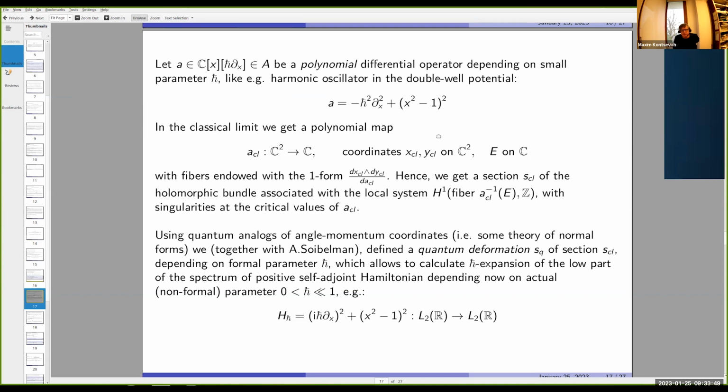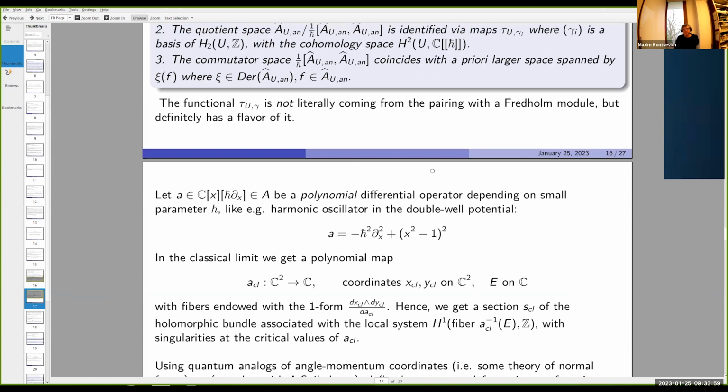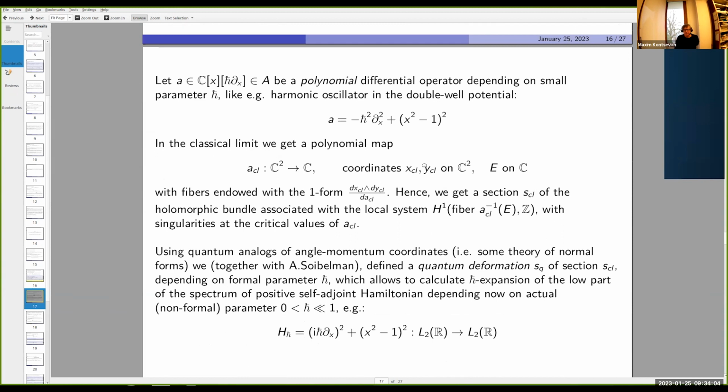So first of all, in the classical limit, we get a polynomial map from C2, where the coordinates are called x classical, y classical. They look the same as x commutative, y commutative, but play different roles. The map from x, y to C is given by y classical squared plus (x classical squared minus 1) squared. The coordinate on C is called E, the energy, the eigenvalues of my Hamiltonian. So we get a polynomial map whose fibers are affine curves. On these affine curves, I get a one-form: the symplectic form divided by the differential of this function A classical. So I get a family of curves endowed with one-forms.